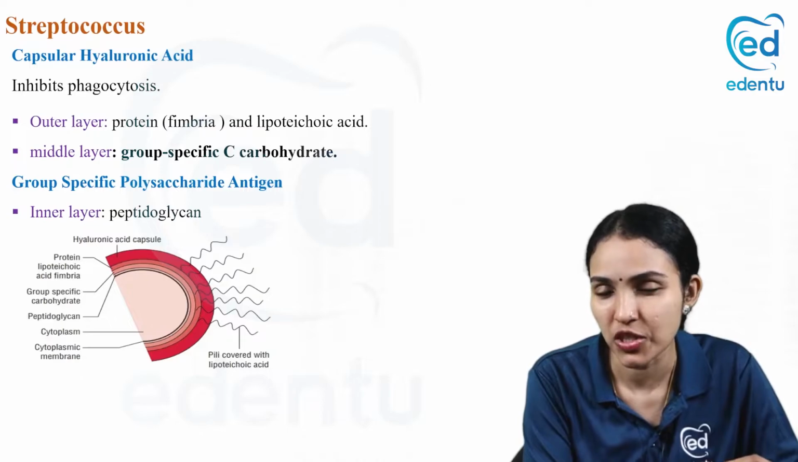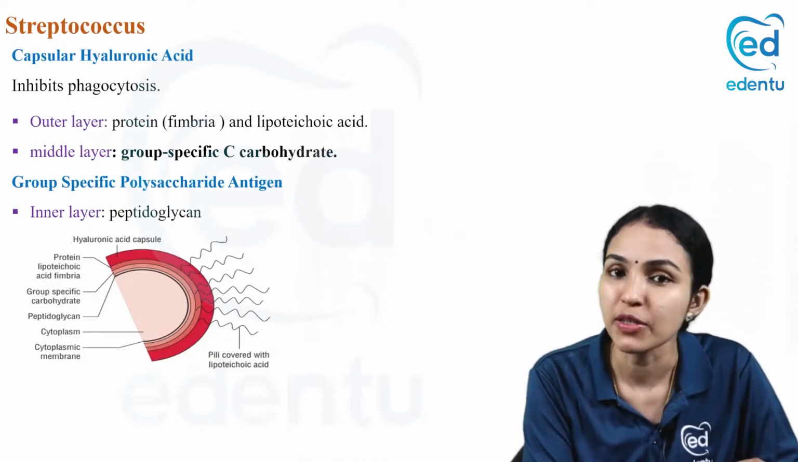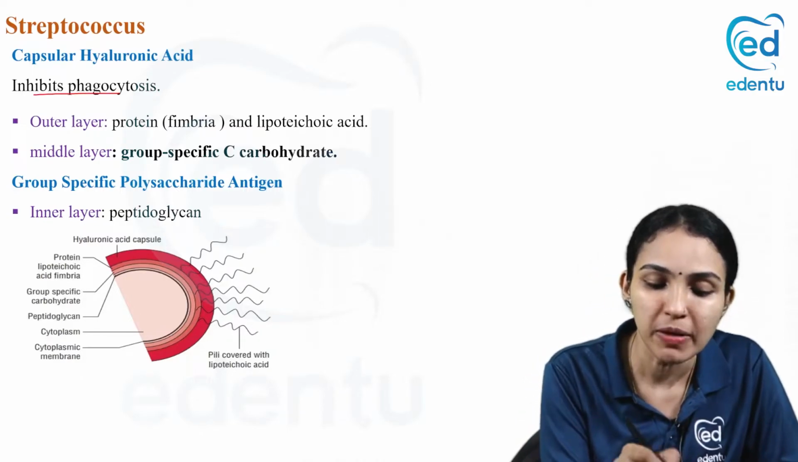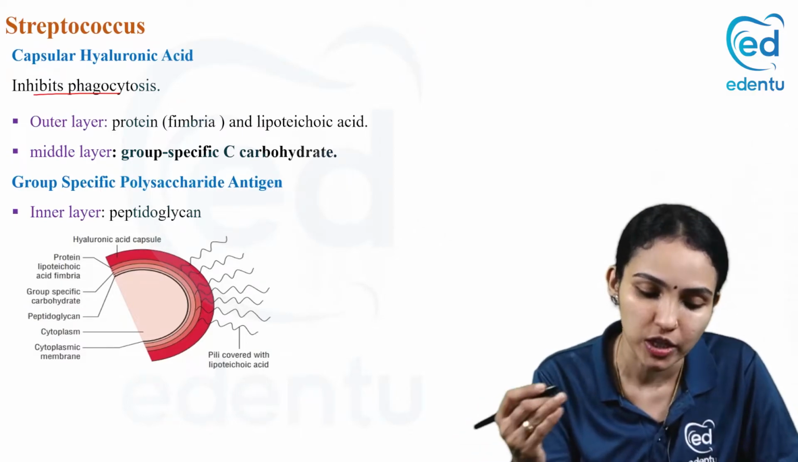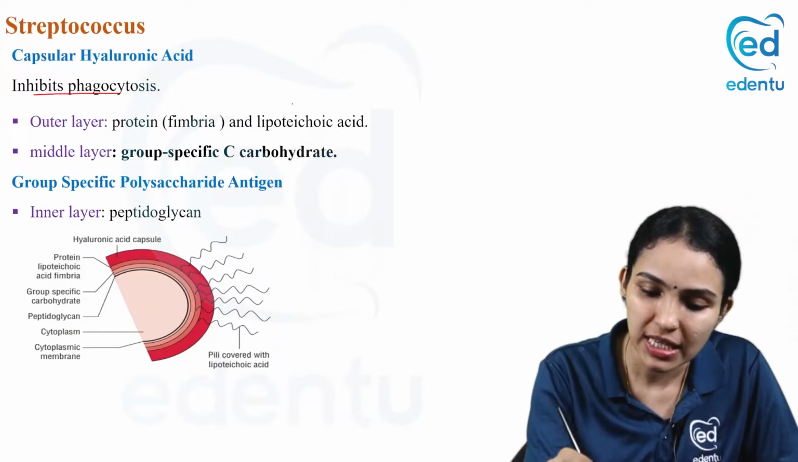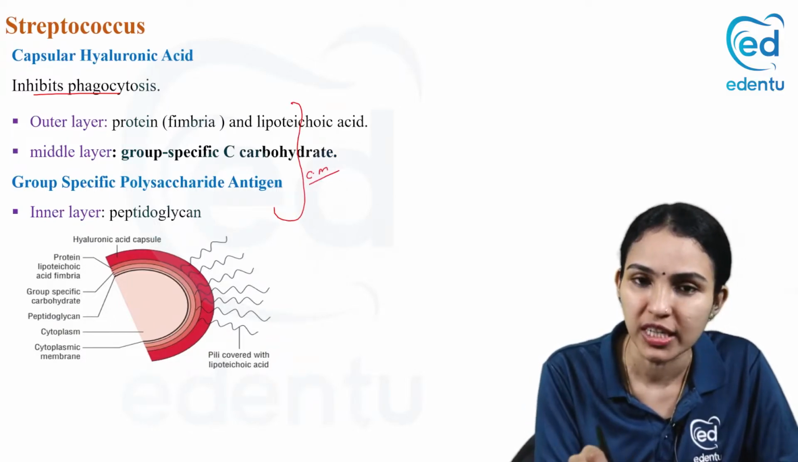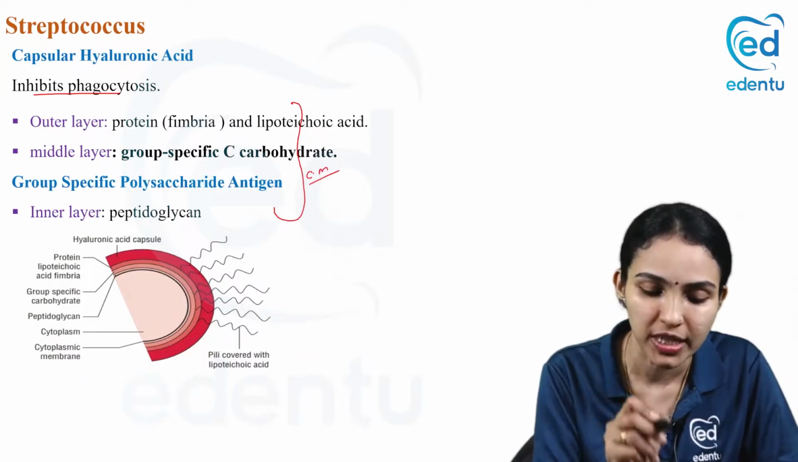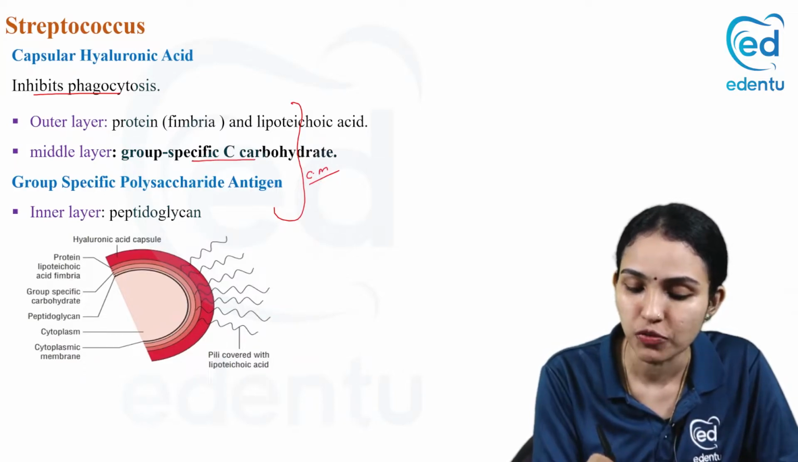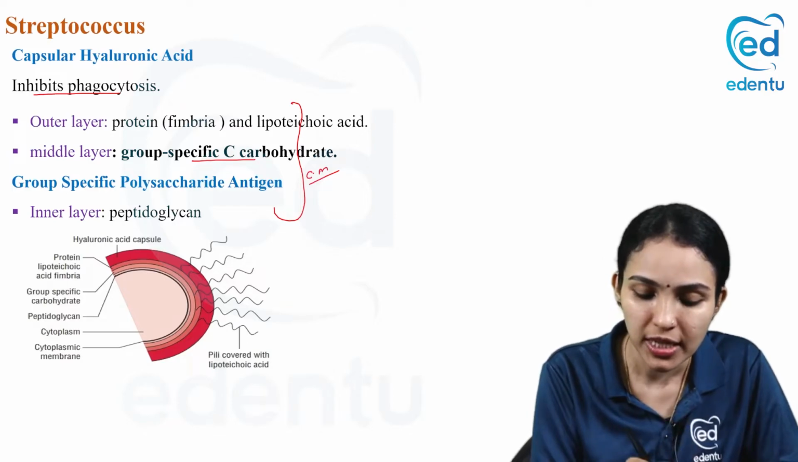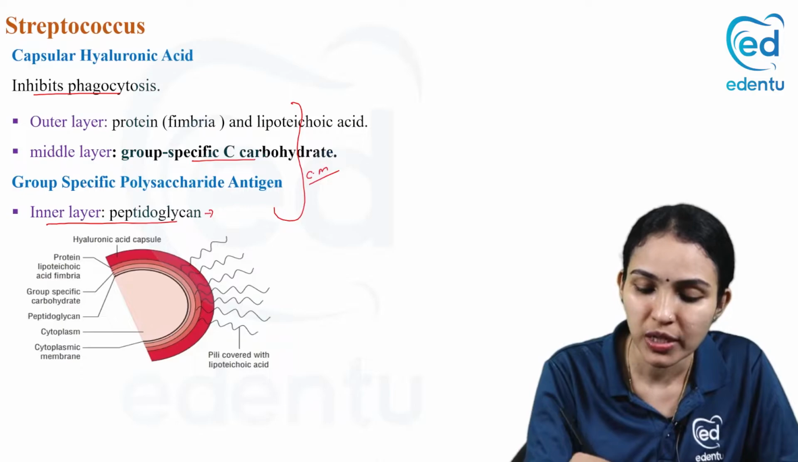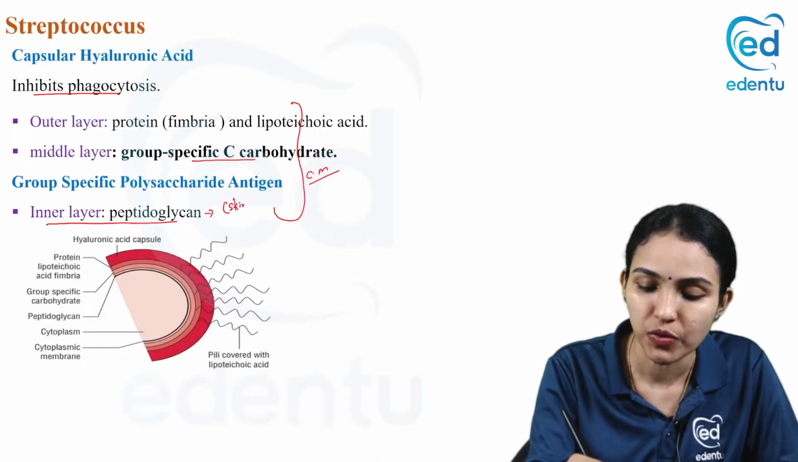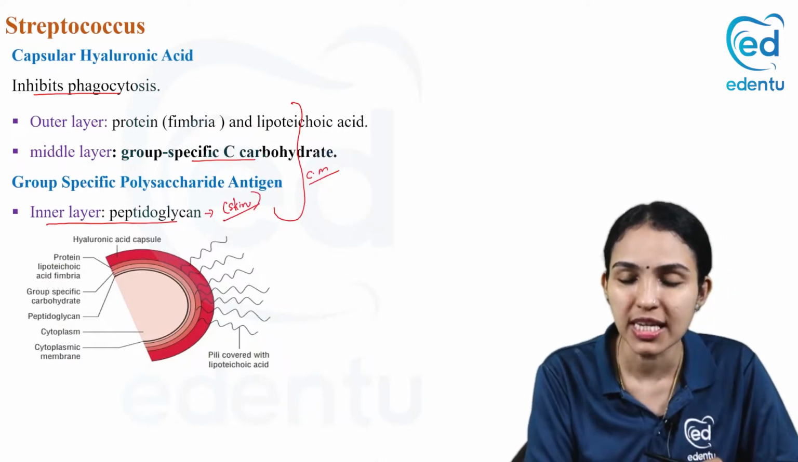So what is the role of capsular hyaluronic acid? Any bacteria which has a capsule will inhibit phagocytosis. That allows the bacteria to survive the human immune cells. And when we say the cell membrane layer, as we have already seen, the outer layer is protein and lipoteichoic acid from which the fimbriae arise. The middle layer is composed of the group-specific C carbohydrate antigen, and the inner layer is composed of the peptidoglycan layer. Actually, this peptidoglycan layer has some cross reaction with the human skin antigens.